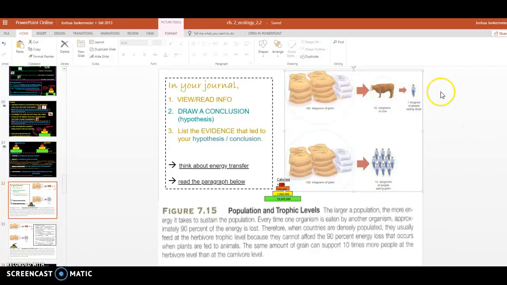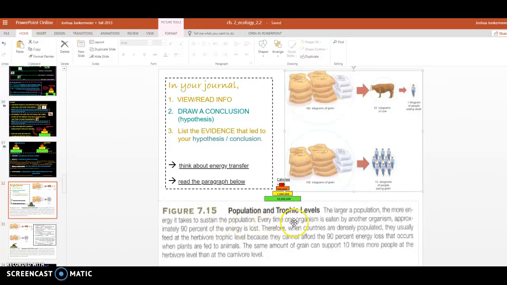So the difference is people here are secondary consumers and only 1 kilogram, or you have 100 kilograms, same amount of grain, and then the people eat it instead of the cow, you get 10 kilograms. So this is the question. If people eat plants, grains, instead of the cow eating it, how many more people can survive? In other words, can you feed more people on Earth? It says in figure 715, population and trophic levels. It says the larger a population, the more energy it takes to sustain the population.